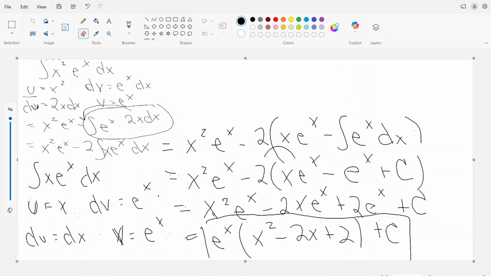So the main idea I want you to recognize with this problem is that we can apply IBP twice, because with this integral that we saw here, it's something times something, and that should scream immediately IBP.